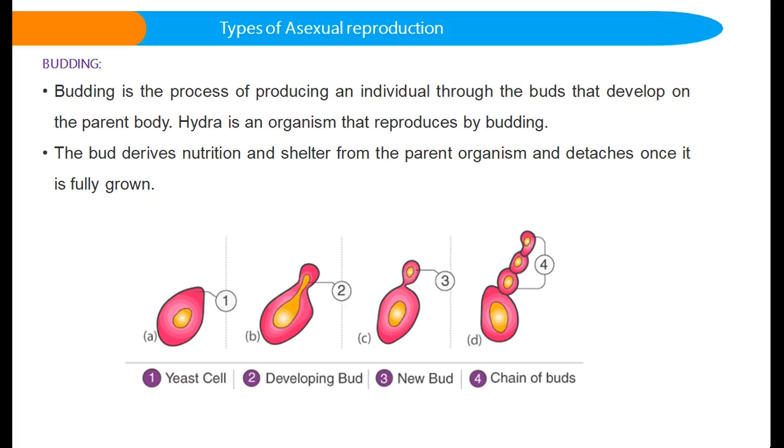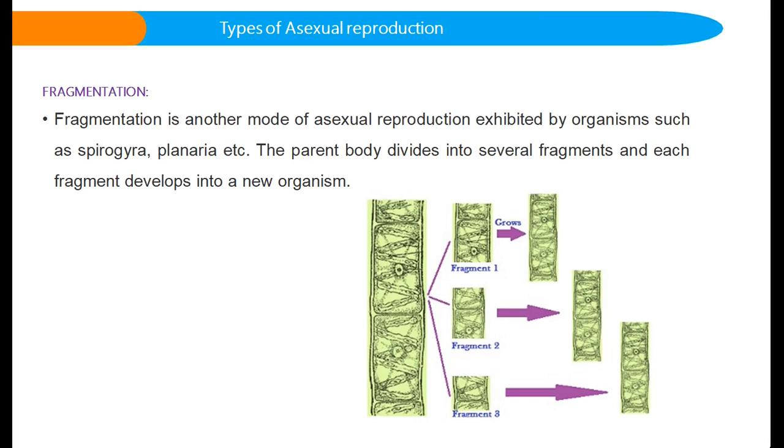The bud derives nutrition and shelter from the parent organism and detaches once it is fully grown. Once it is fully grown, it detaches from the parent cell and leads an individual life. So, it forms on the parent's body. Here we can see one parent cell and one daughter cell in budding.